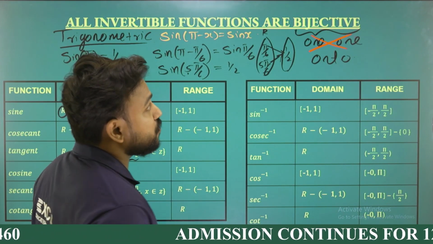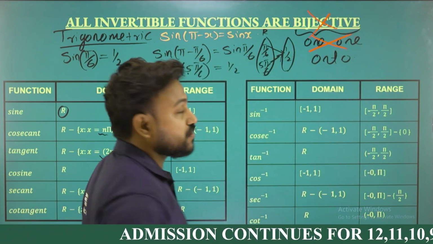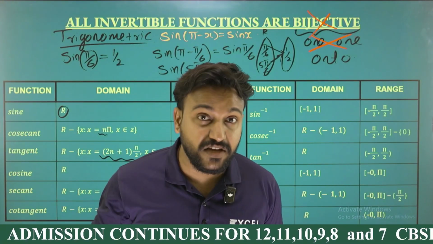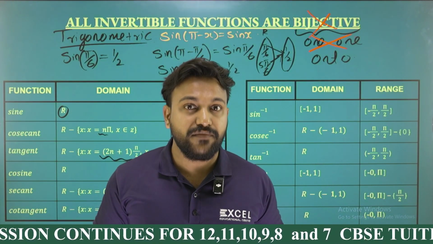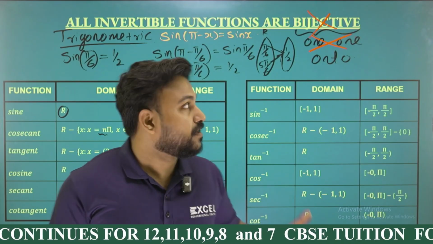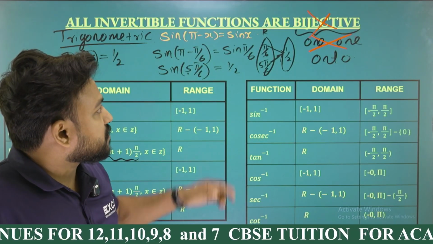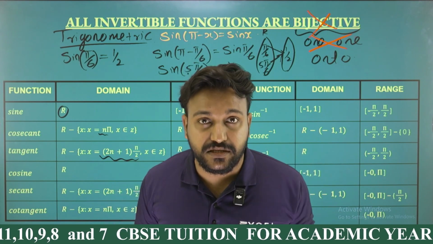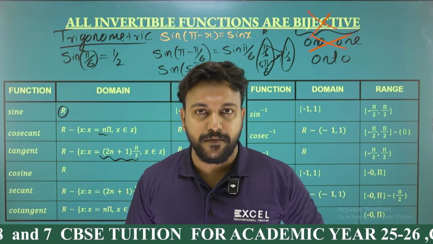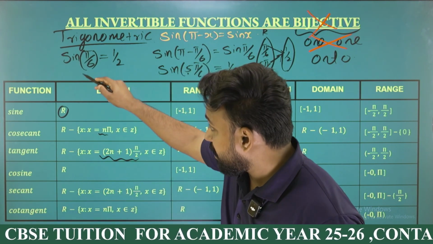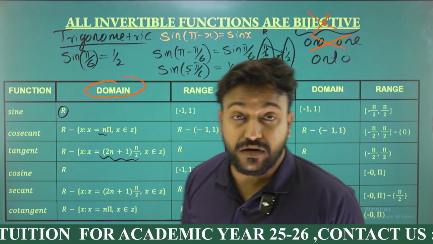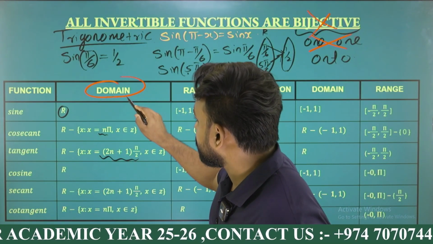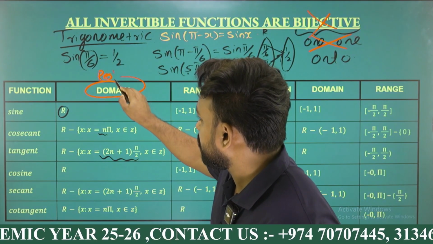So if it's not one-one, it's not bijective. So what happened? Our trigonometric function is not a bijective function, so it's not invertible, isn't it? What did I say? All invertible functions are bijective. So our trigonometric function is not bijective. So is it not invertible? Yeah, actually for this domain, it's not invertible. So we are going to take some restricted domain.